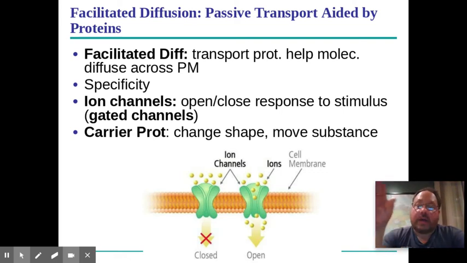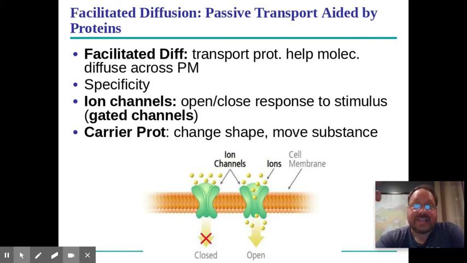Okay, so that was all diffusion and osmosis. Now let's turn our attention to facilitated diffusion. Note the name, facilitated diffusion. It's still diffusion. It's passive. You don't put any ATP into it. Substances are still moving from high to low concentration. It just gets some help.